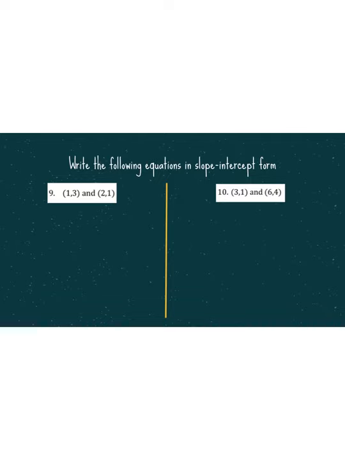Okay, number 9, we don't have it in a formula whatsoever at all, so we need to get it into point-slope form. In order to do that, we have to figure out what our slope is. So to find that slope, that's y2 minus y1 over x2 minus x1. Remember, our y's come second, and our x's are going to be the first one.